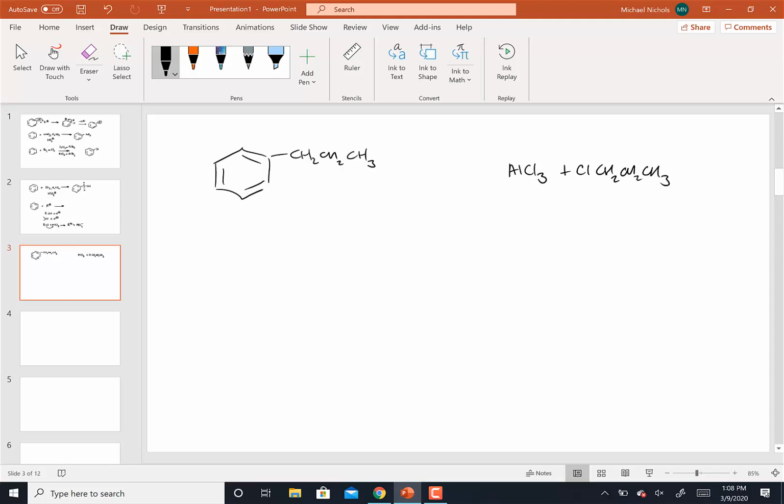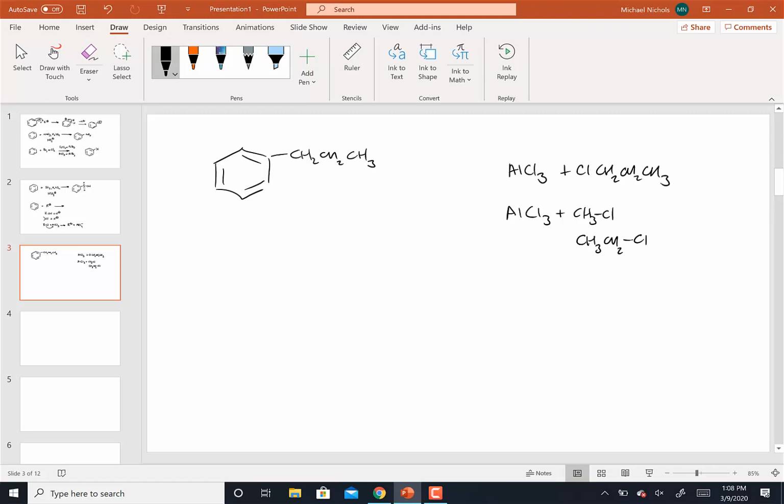First of all, you may be saying, but wait, any primary halide, how are you going to form a carbocation out of that? And that includes taking something like aluminum trichloride and reacting it with methyl chloride or even ethyl chloride. Can you do that reaction? Can you add a methyl or ethyl group to the benzene ring using Friedel-Crafts? And the answer is yes, you can do that.